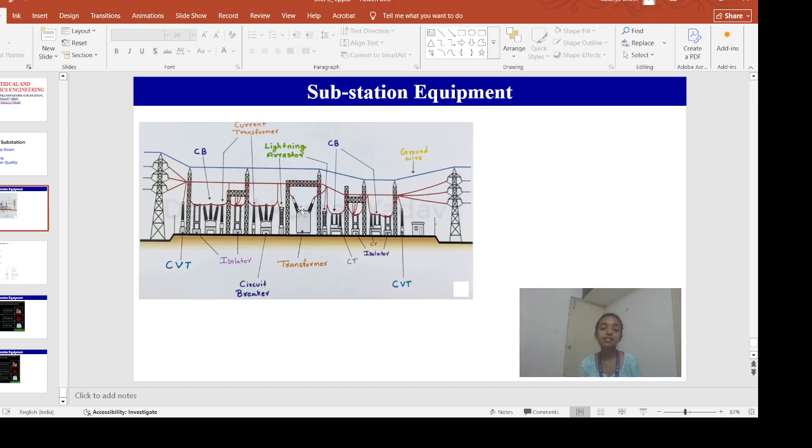What is the next equipment in the transmission line? Next equipment is the circuit breaker. We can see this is one circuit breaker, this is another circuit breaker, and another. Circuit breaker is basically an electromechanical switch.